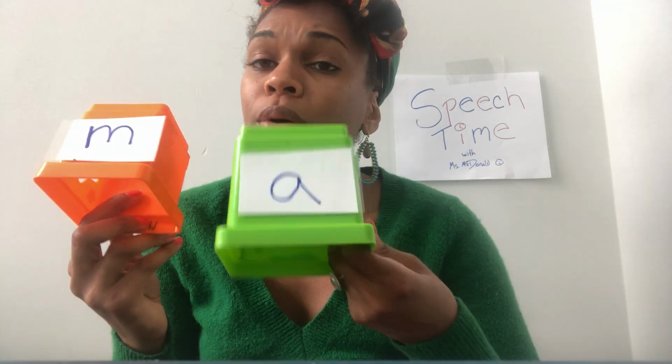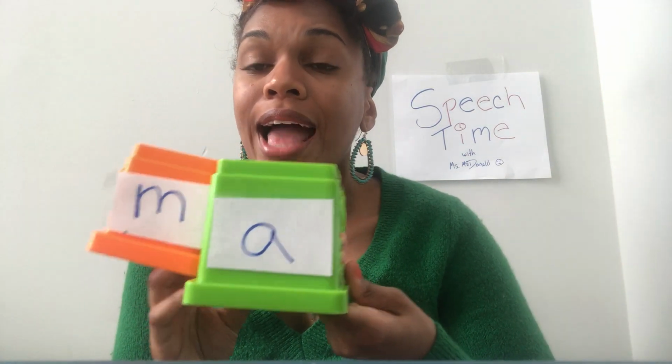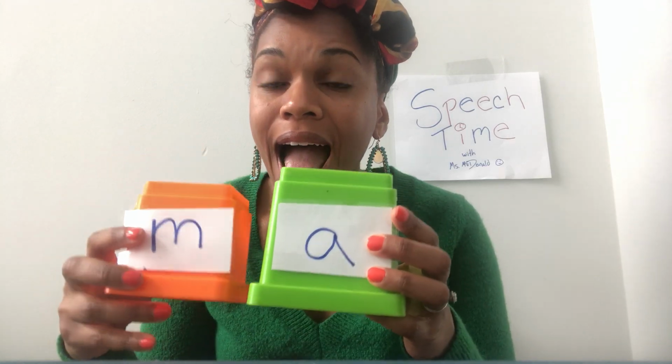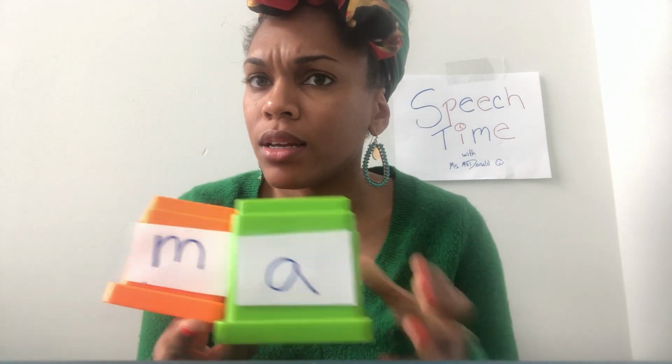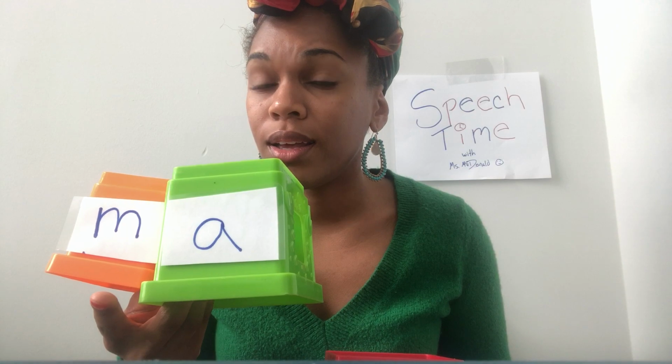And of course, we already know our A sound, and our last sound is T. When we put it all together, we have the word mat. But when we start, we're going to start saying ma. What goes at the end? What are we missing? If you said T, then you're right.